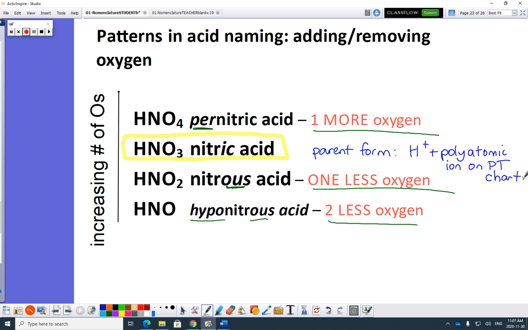So hydrogen plus the polyatomic ion. PT means periodic table chart, okay? So then, again, go back to your conjugation sheet, and you can do the acid part. So nitric's already done for you. If you want to go to chloric and try that one.